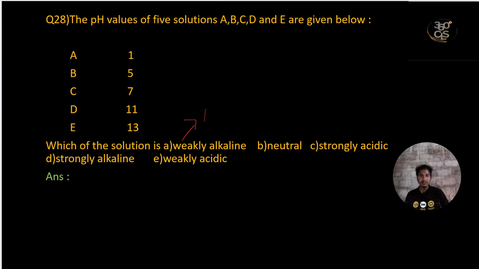Then neutral, that is 7. That is C. Strongly acidic means less than or equal to 3. That is 1, so this is A. And strongly alkaline, which is more than 11, this one is E. And weakly acidic means more than 3. That is B. Okay, so this is all about this problem.